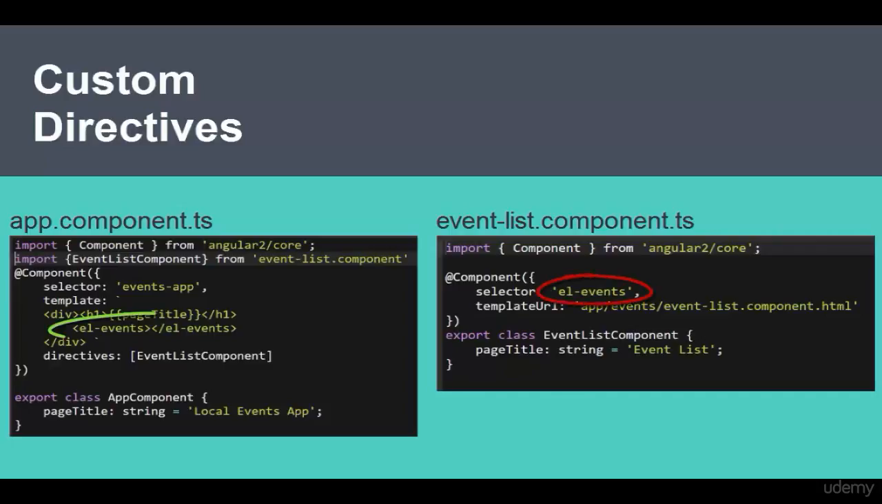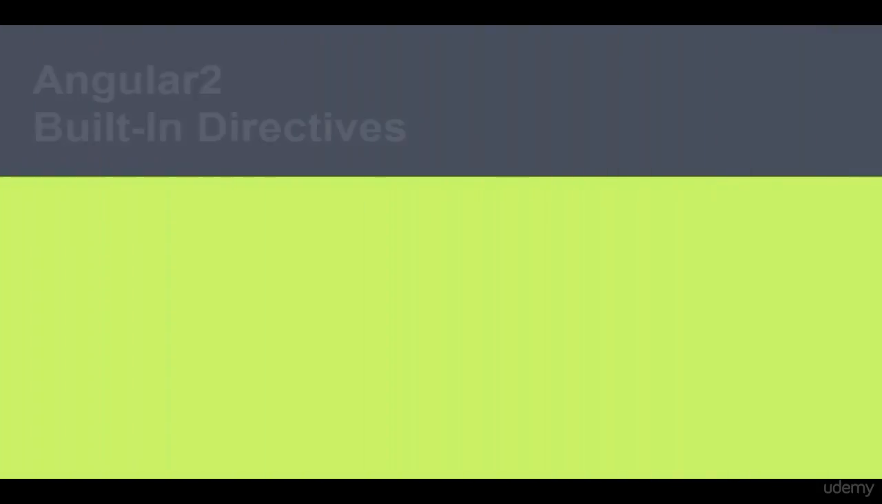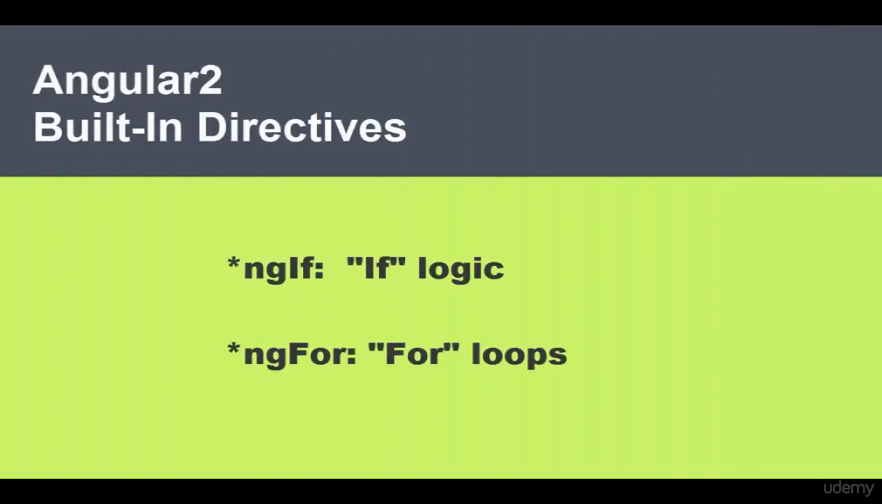We use the EL events directive to display our event list template. In addition to building our own custom directives, we can use an Angular 2 built-in directive. The built-in Angular 2 directives we want to look at specifically are structural directives.